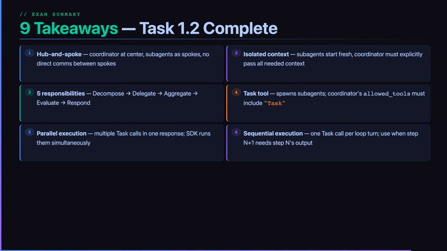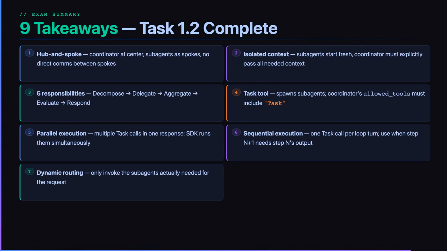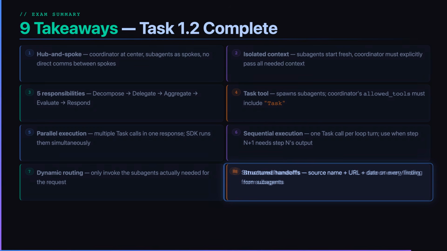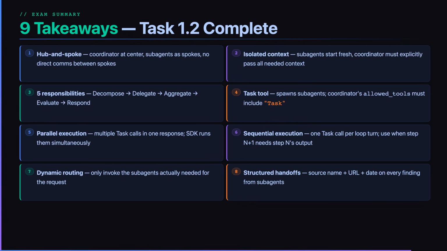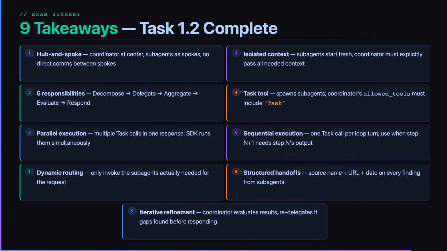6. Sequential execution. One task call per loop iteration, used when step n+1 depends on step n's output. 7. Dynamic routing. Only invoke the subagents actually needed. Evaluate the request first, then decide. 8. Structured handoffs. Every finding from a subagent must carry source name, URL, and date metadata. 9. Iterative refinement. The coordinator evaluates results and redelegates if there are gaps before giving the final response.